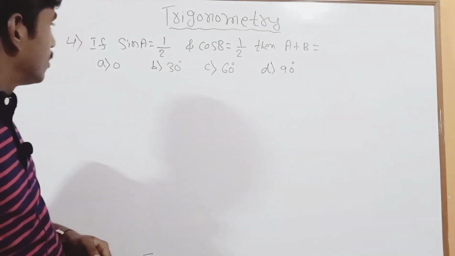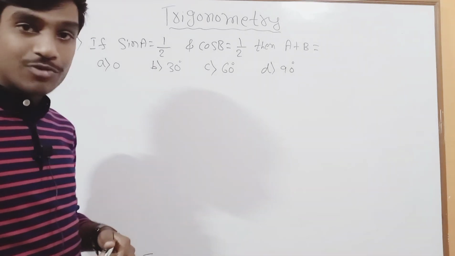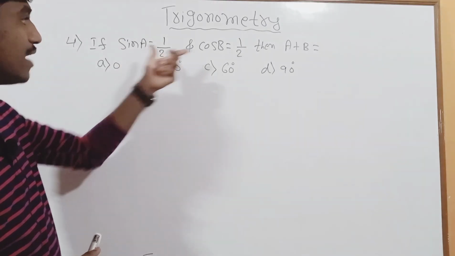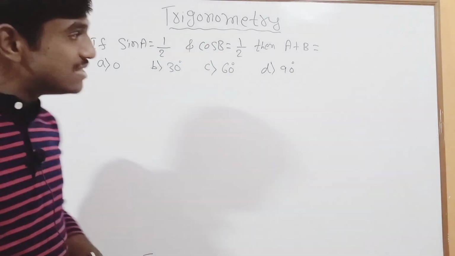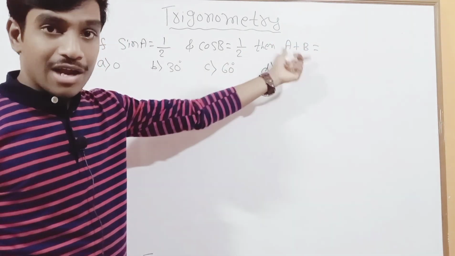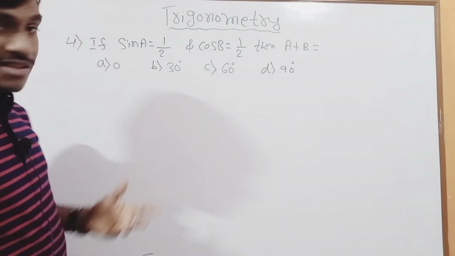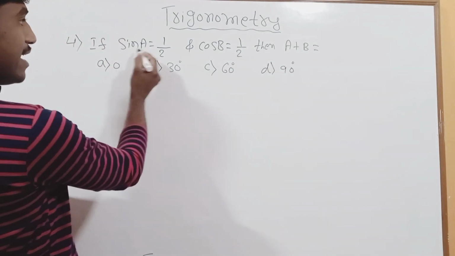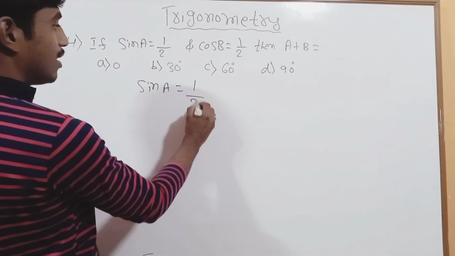Next question is if sin A is equal to 1 by 2 and cos B equals 1 by 2. Here the value of sin A and cos B they have given. And we need to find the value of A plus B. Basically A plus B means we need to know the value of A and we need to know the value of B. And when we add whatever we get, that's the answer. Now when you get a question like this, for example, here sin A is 1 by 2.